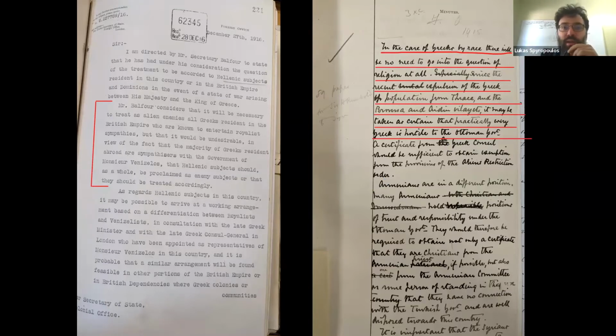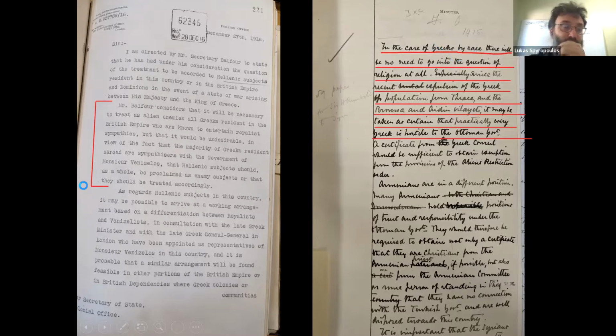The second one is almost slightly more interesting, which is that they want to know what to do about Ottoman subjects. So remember that the Ottomans are the enemy of the British in the First World War, but they have all of these subjects who are not Turkish, and they've decided that some of these non-Turkish Ottoman subjects are actually fine, and they shouldn't be treated as enemy subjects. And they specifically, in this case, refer to Greeks by race in the top line.